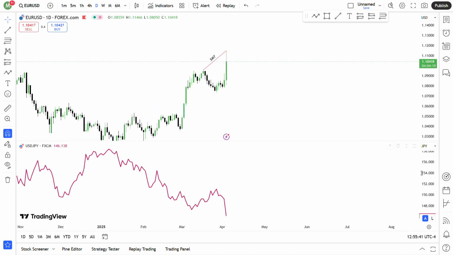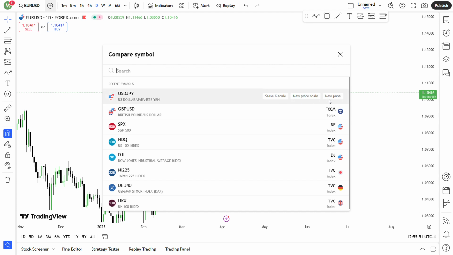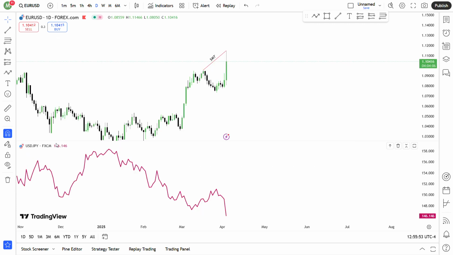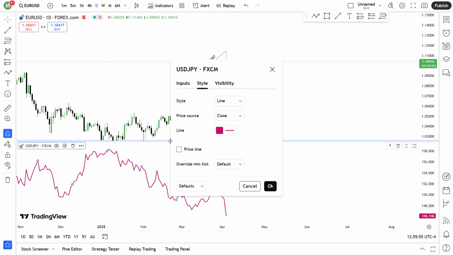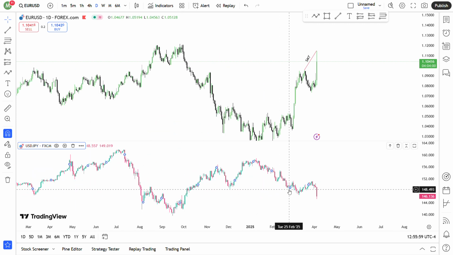Waiting for it to load. Then go to settings. Add the pair as a new panel. Go to settings, go to line chart, click candle. Let's see. You can see here.